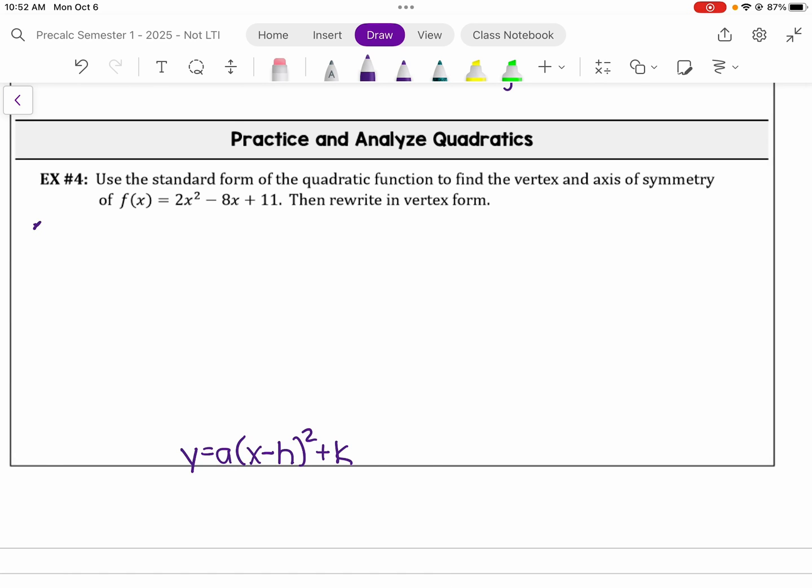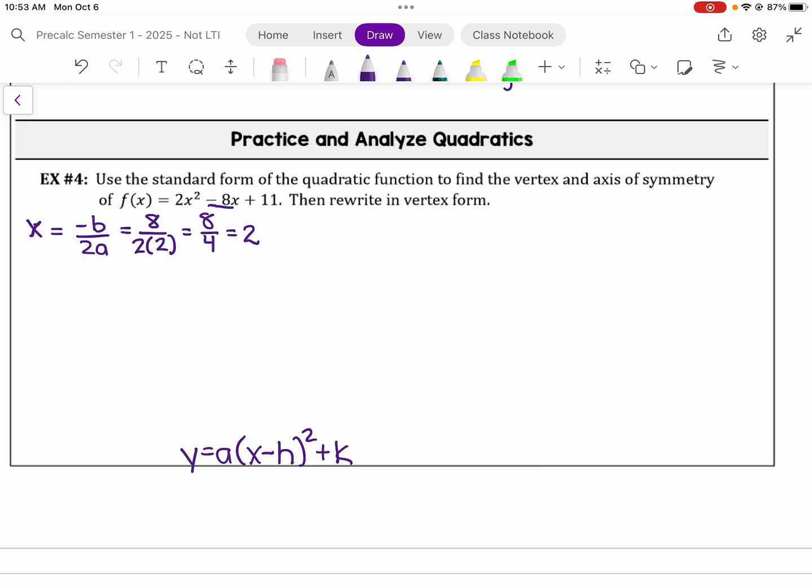That's what we're going to use to find the vertex here. So if I do x equals negative b over 2a, negative b is really just opposite b. So what is the opposite of negative 8? Well, that is 8 over 2 times 2. So that's 8 divided by 4, which is 2.